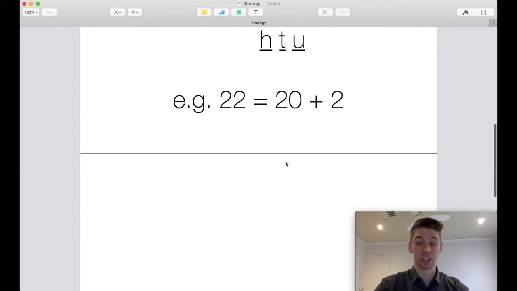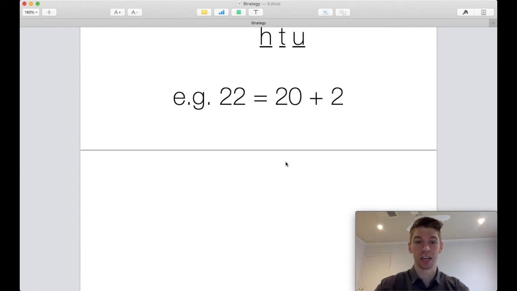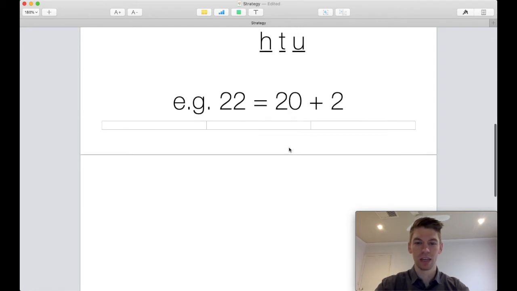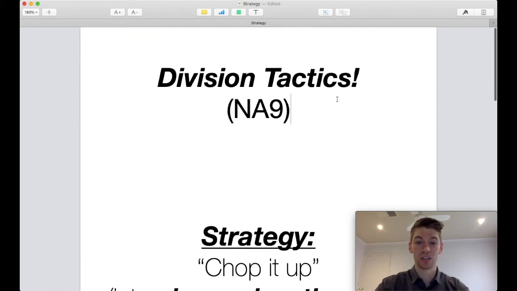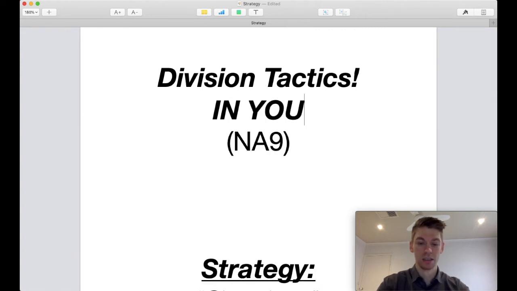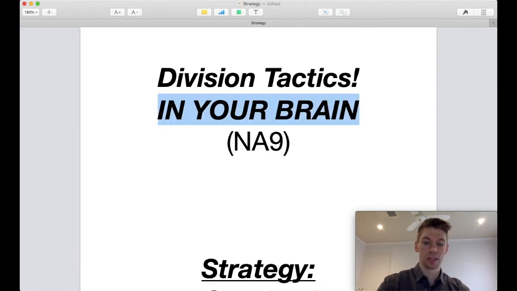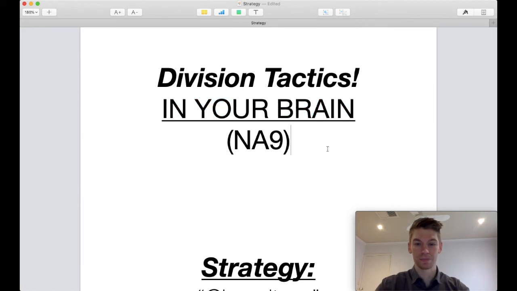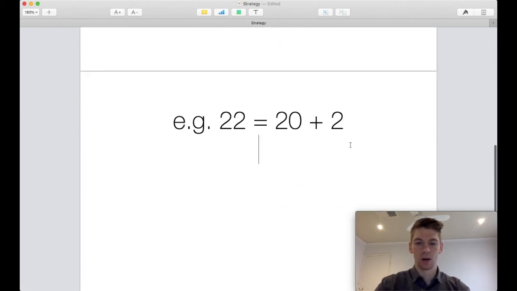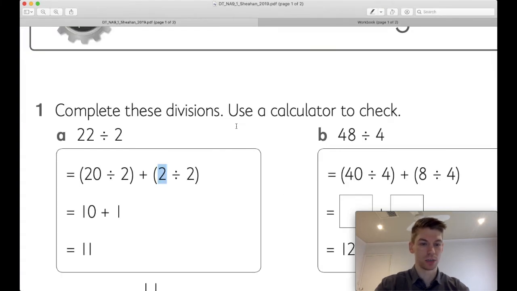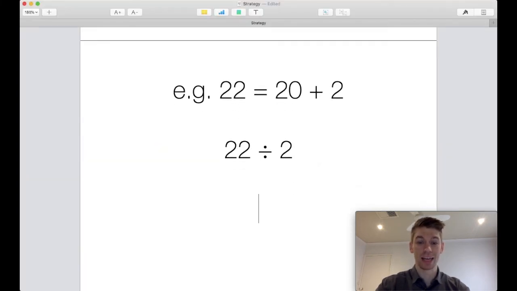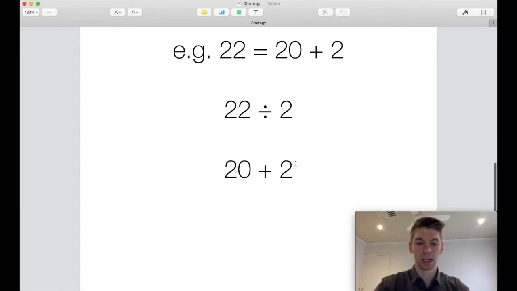Now, here's how we actually use it for division. I use this strategy all the time when I'm shopping, or when I'm trying to figure out distances. This is my division strategy. It lets you do it in your brain, which is the best place to do maths, because that's where we use it a lot. If we wanted to work out 22 divided by 2, here's how you can do it in your head. You're going to chop it up like a fruit ninja, into place value, 20 and 2.